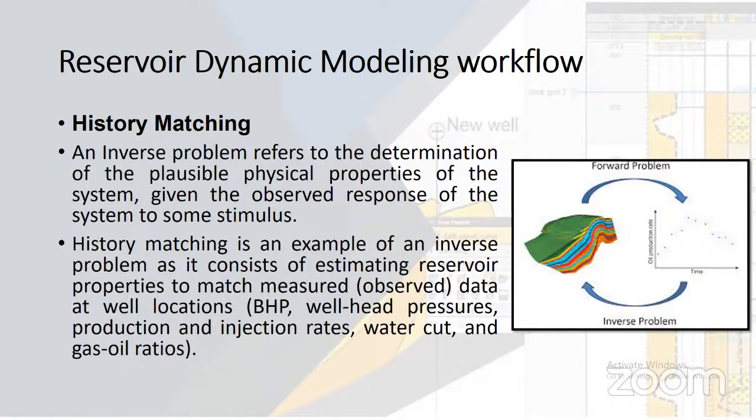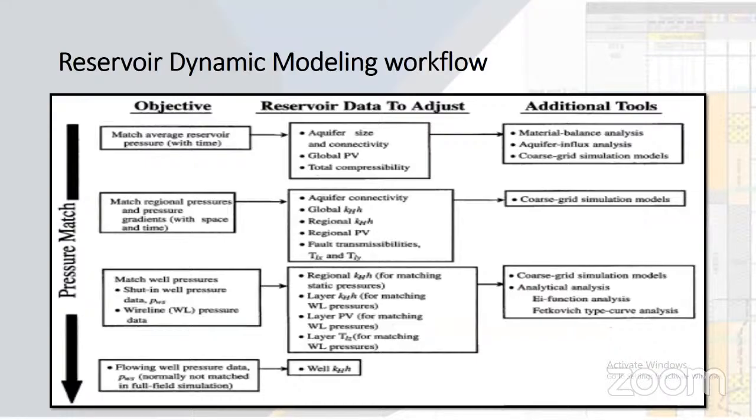You can modify the relative permeability. You can modify the leaking or the connection for the faults. You can modify the well skin factors and so on, okay, until matching the actual production, okay? And we have three levels for history matching. We have pressure match, we have saturation match, and we have well productivity index matching.